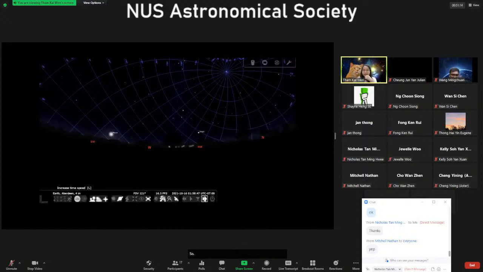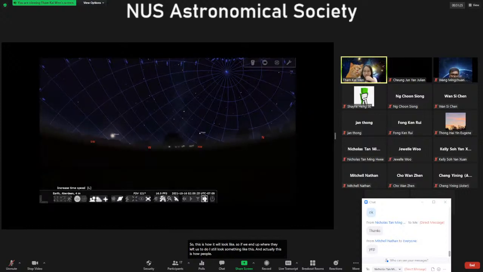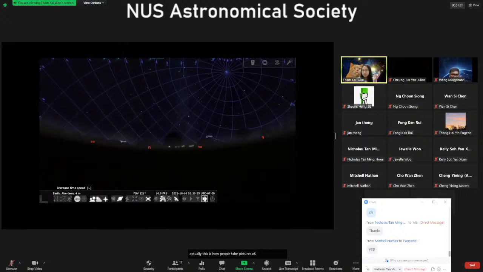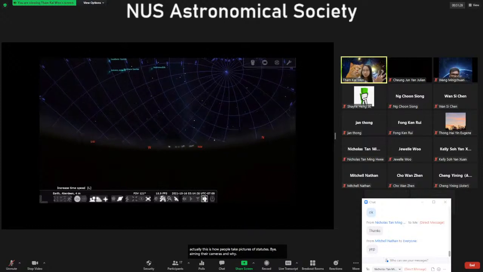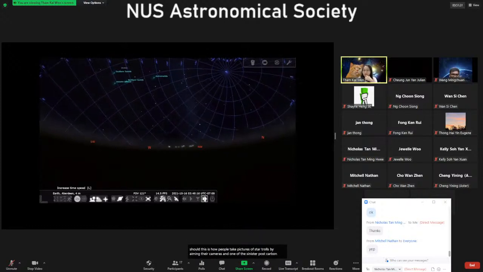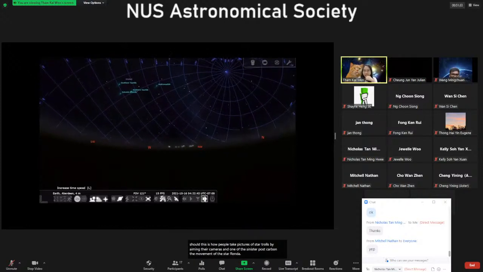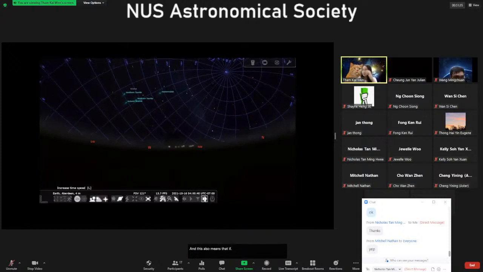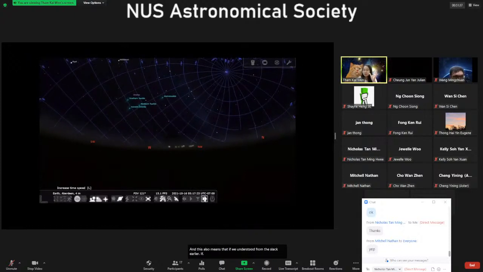So this is how it will look. If we add the part where the celestial sphere appears to move relative to us, it will look something like this. And this is how people take pictures of star trails, by aiming their cameras at one of the celestial poles, capturing the movement of the stars around the pole. This also means that if we tried to take star trails in Singapore, they won't look like the nice circles we see in pictures. They will just look like rainbow arcs.